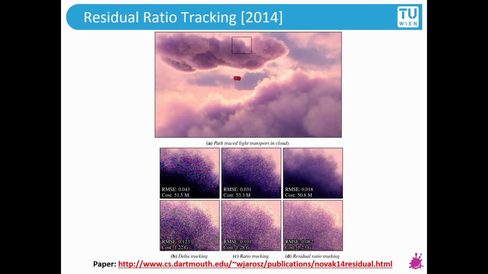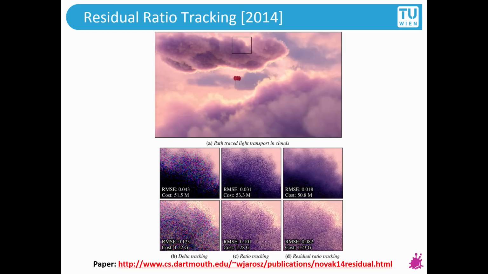Residual ratio tracking. This is a Disney paper. This is basically about how to render heterogeneous participating media. What does it mean? Heterogeneous means that either the density or the scattering or absorption properties of the medium are changing in space. They are not uniform. This technique helps you to render this kind of light transport much more quickly than previous methods.